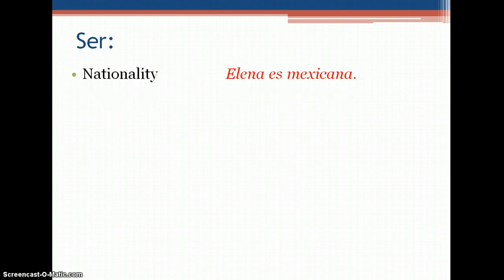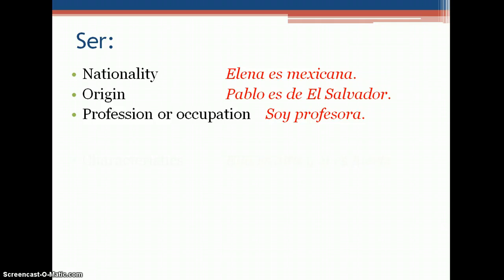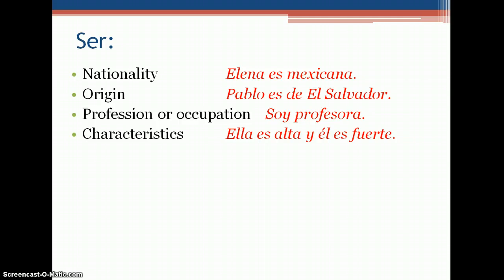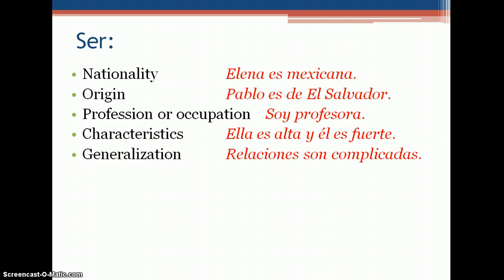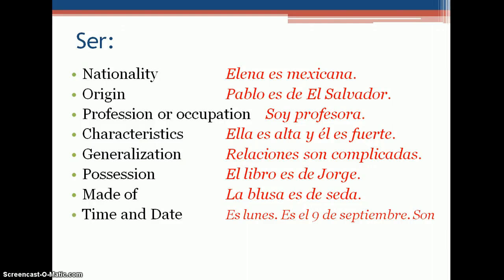So starting with ser. Uses of ser, we want to talk about nationality. Elena es mexicana. Origin, Pablo es de El Salvador. Profession or your occupation, soy profesora. Characteristics, ella es alta y él es fuerte. Generalizations, relaciones son complicadas. Possession or ownership, el libro es de Jorge. What something is made of, la blusa es de seda. And finally, time and date: es lunes, es el 9 de septiembre, son las 2 de la tarde.